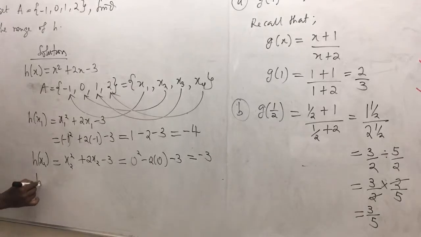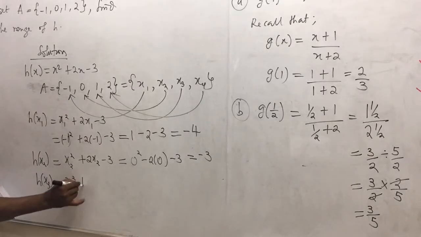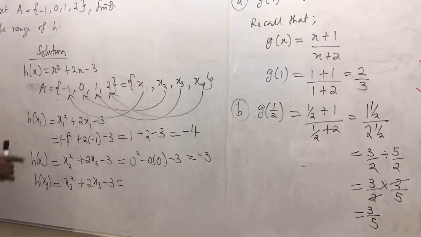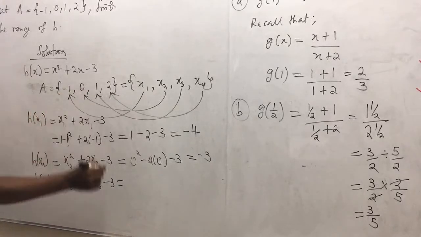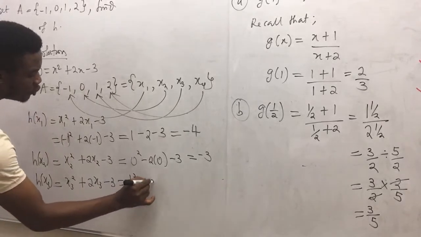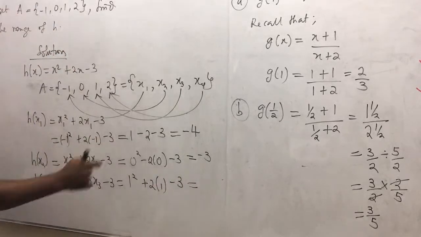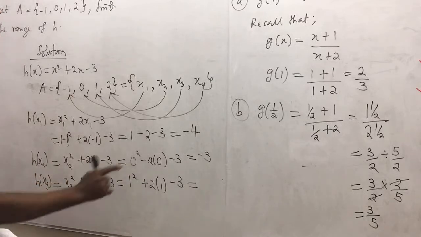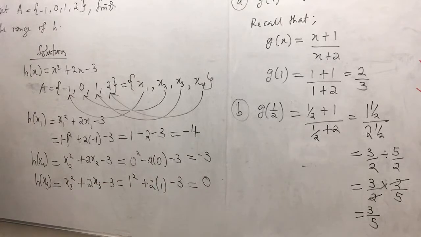Then you come over to h of x3. I hope they can see this. So h of x3 will be x3 squared plus 2x3 minus 3 equals what? x3 squared will be whatsoever x3 is, in this case 1 squared, plus 2 times what x3 is, which is 1, minus 3. So 1 squared is 1, plus 2 times 1, which is 2. 1 plus 2 will give you 3. 3 minus 3 will give you 0. And we have obtained h of x3.